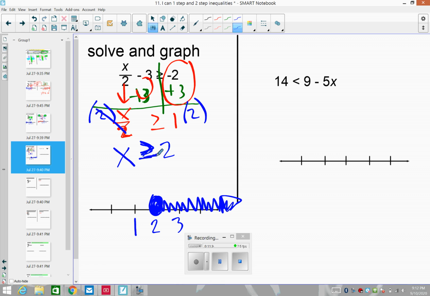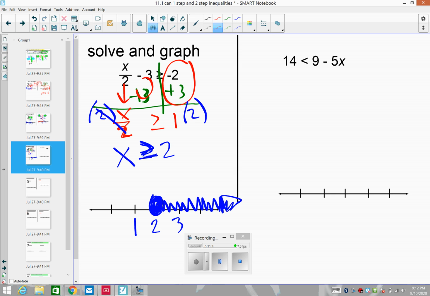Hang in there, you guys. I know this is a long one, but this is a super good skill of being able to combine a lot of big things in mathematics: inequalities and solving and graphing and how to know when it's an open circle, a closed circle, when do you flip the sign, all that good stuff.